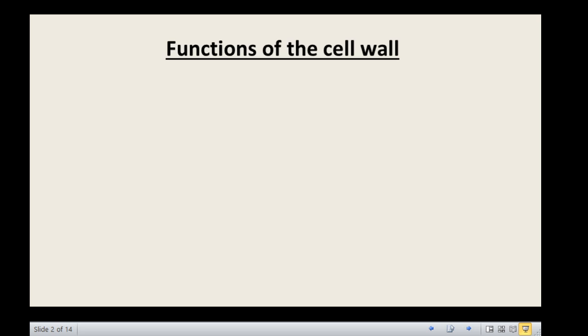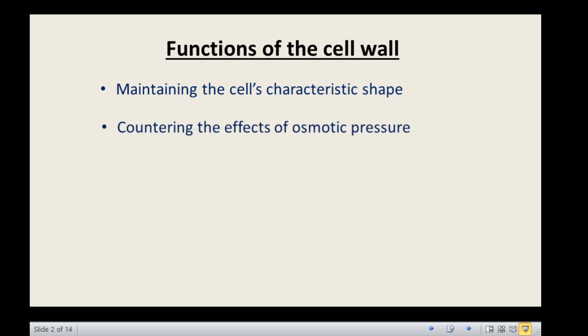Let us first discuss the functions of the bacterial cell wall. The first function is maintaining the cell's characteristic shape. The rigid cell wall compensates for the flexibility of the phospholipid membrane and keeps the cell from assuming a spherical shape. The second function is countering the effects of osmotic pressure.